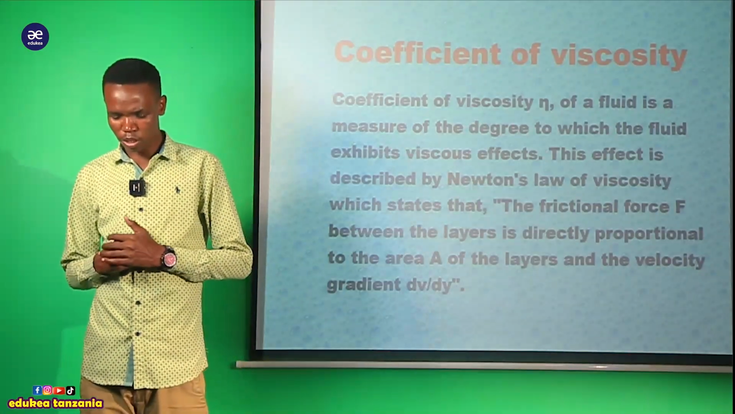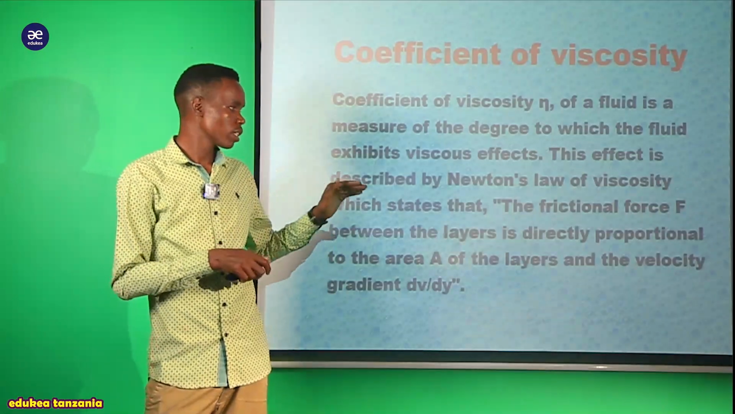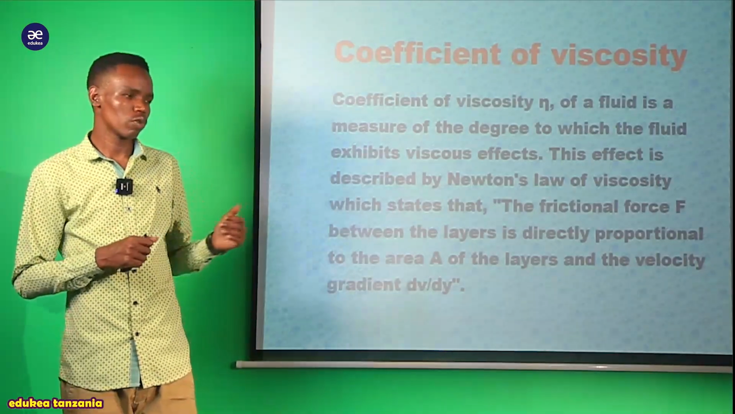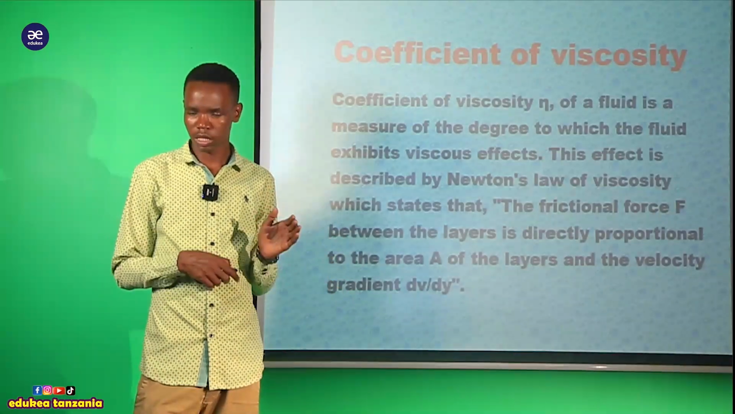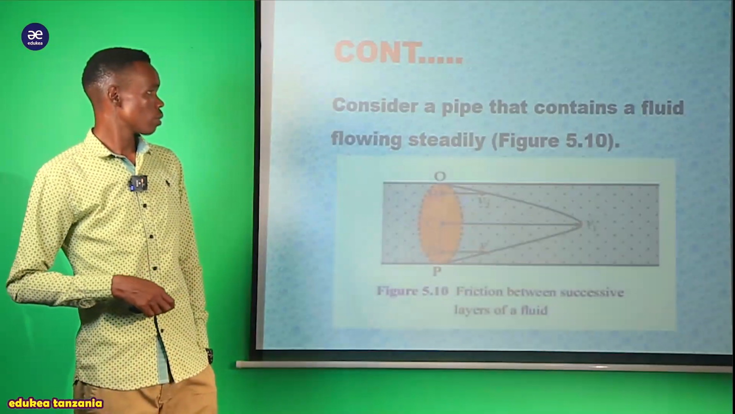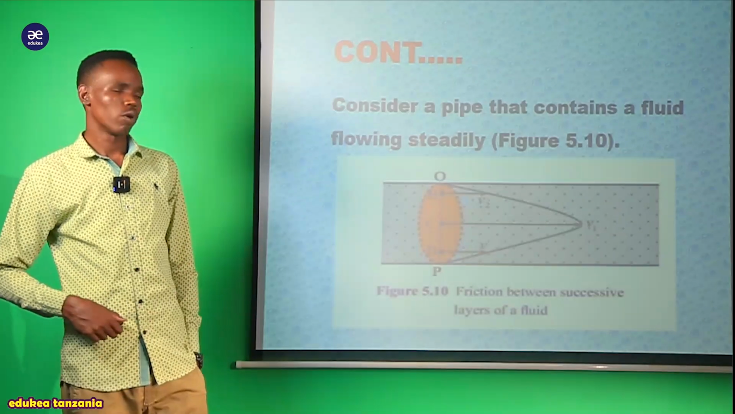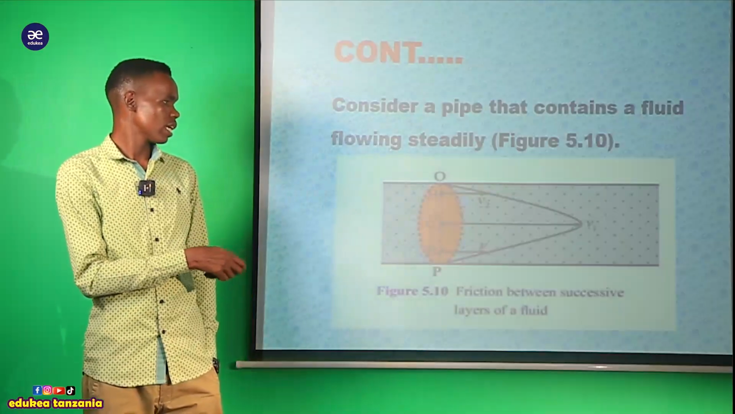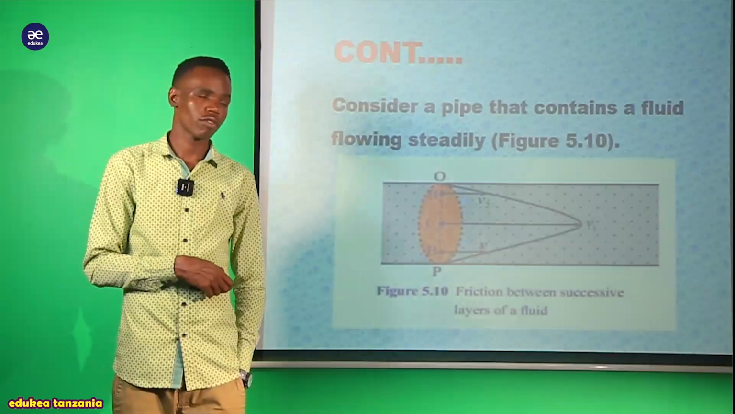So if you are asked to state the Newton law of viscosity, you say this law states that the frictional force F between the layers of the fluid is directly proportional to the cross-section area and the velocity gradient dv/dy. This is how we can state our law. So consider a pipe that contains a fluid flowing steadily, as shown in your figure.